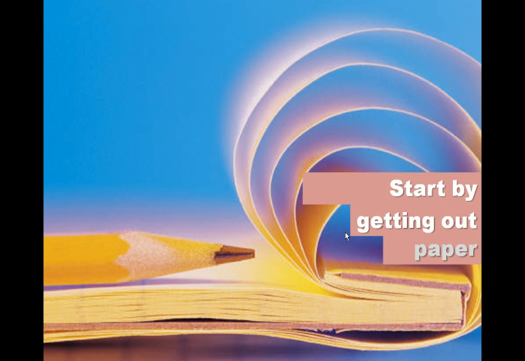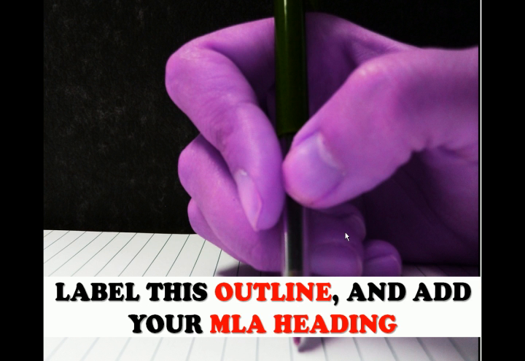So go ahead and start now by getting out a clean sheet of paper. I'll give you a second to do that. And remember, at any point in time, if you'd like to, you can pause this video and complete the required tasks. You're going to label this piece of paper your outline, and you're going to put your MLA heading in the upper left-hand corner. That's your name, my name, 10th grade lit and comp, and today's date.